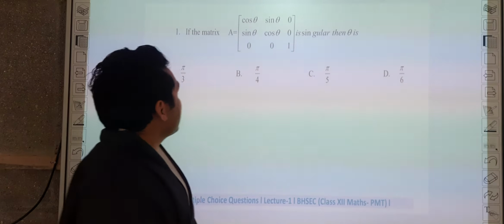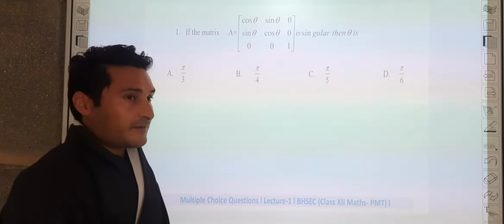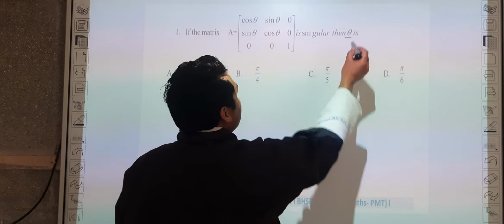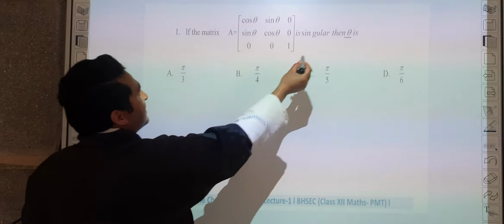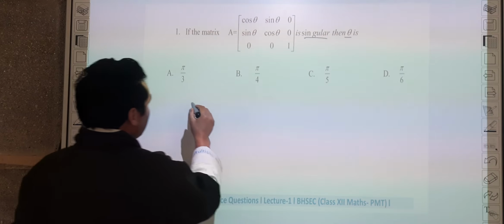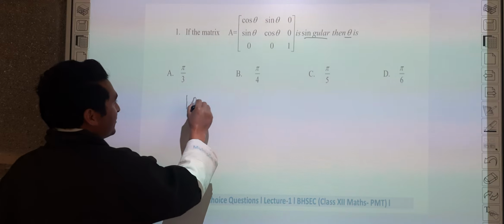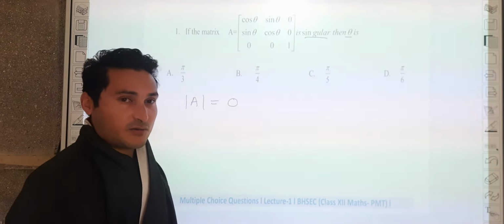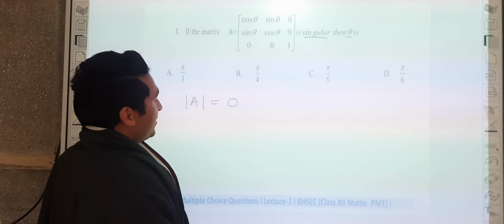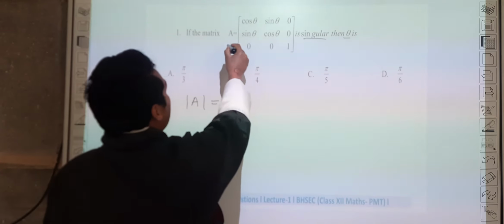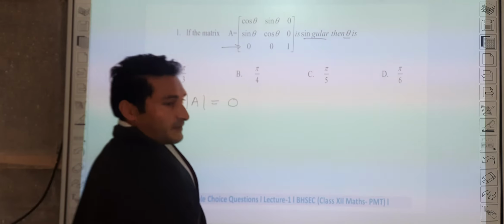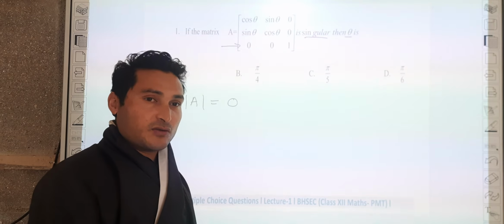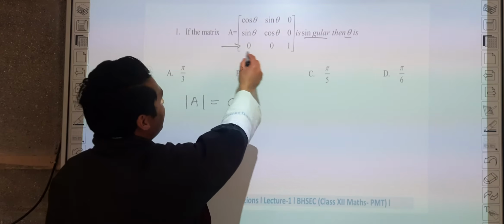So here, the first question asks you to find the value of theta when the condition says it is a singular matrix. As soon as you have a singular matrix, you should remember that the determinant of the given matrix is equal to 0. Now, you do not have to worry. Just choose the row or column which has the maximum number of zeros and expand along that row or column. So, let me expand along row 3.